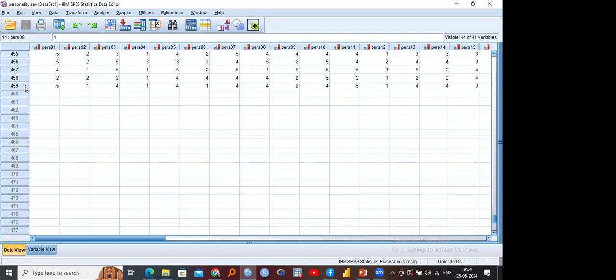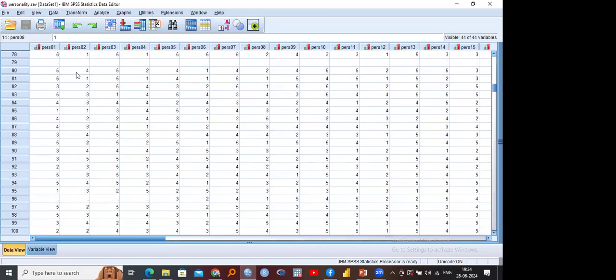Now I have a question. What are the observations based on? It has been collected using a questionnaire, right? It was an ordinal scale questionnaire. Everyone was told to rank, so on a scale of 1 to 5, they have ranked.